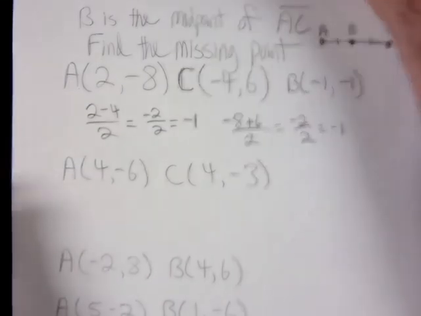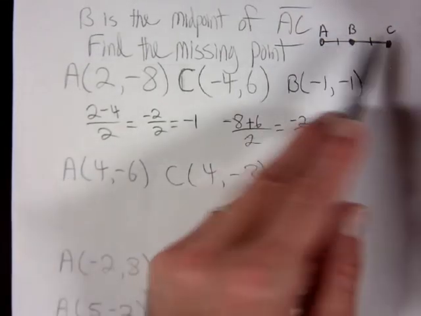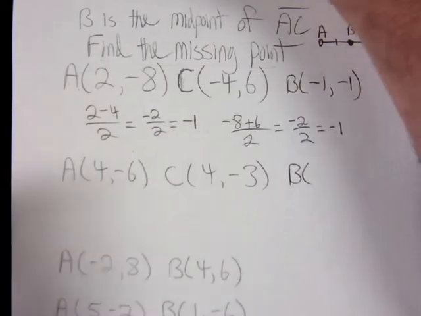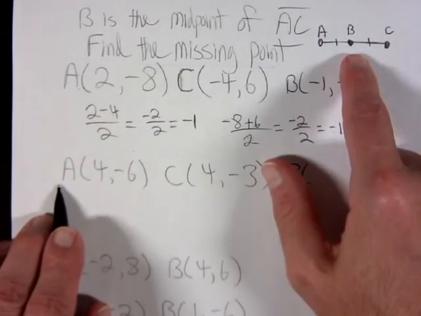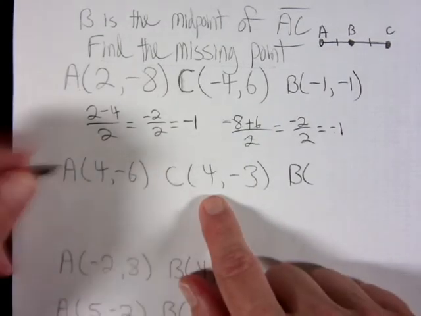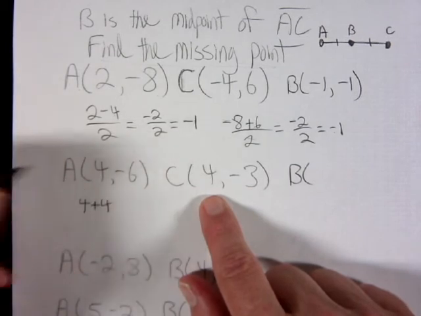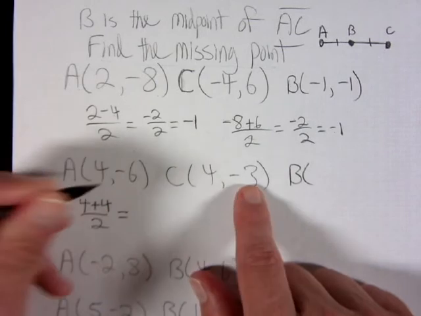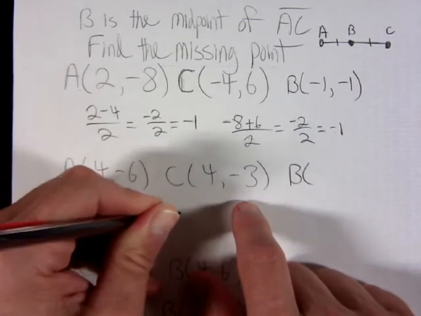Now, next problem. Again, I need to find the missing point. They've given me A and C again, so B is the missing point again. I need to find B. So since A and C are the endpoints, in order to find the midpoint, I plug back into the midpoint formula. Take the x's, add them together. 4 plus 4 over 2. So 4 plus 4 gives me 8, and 8 divided by 2 gives me 4.